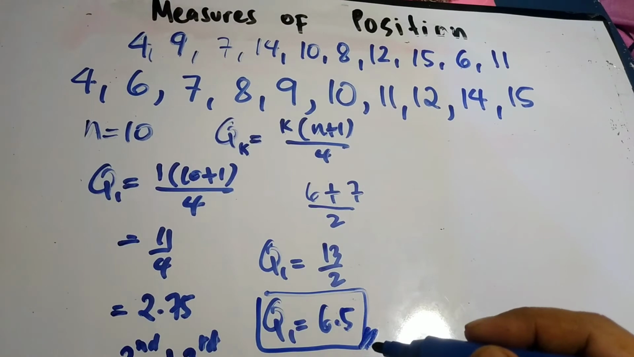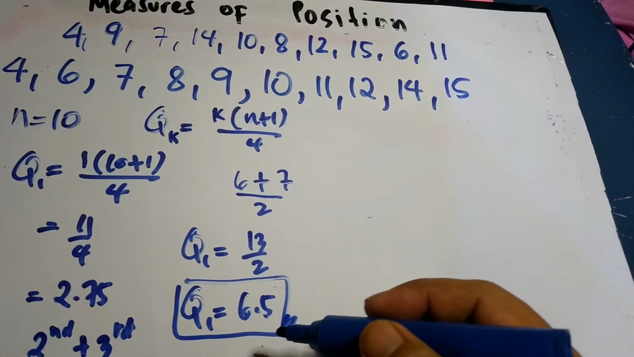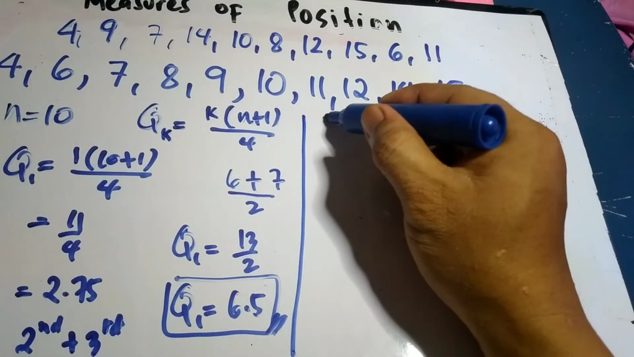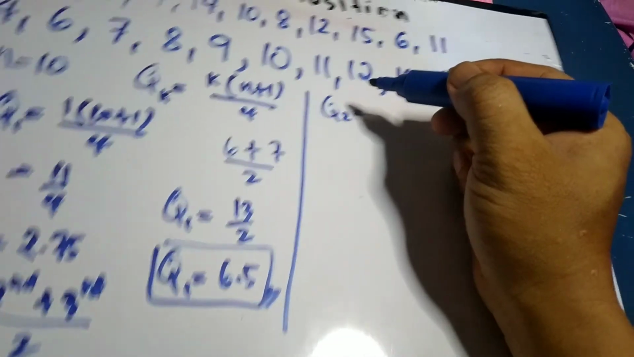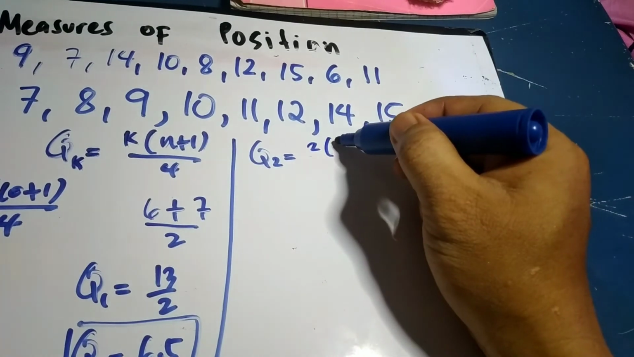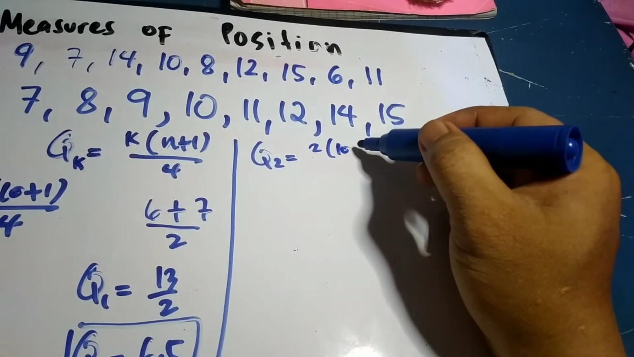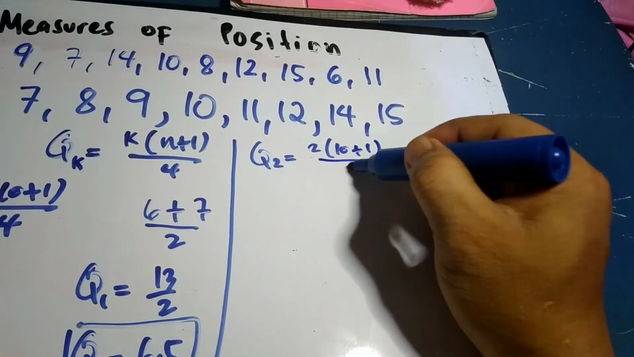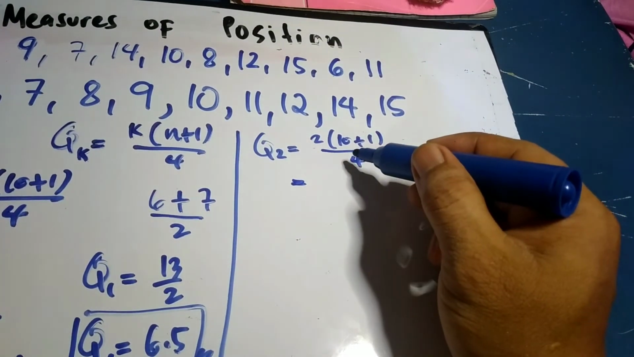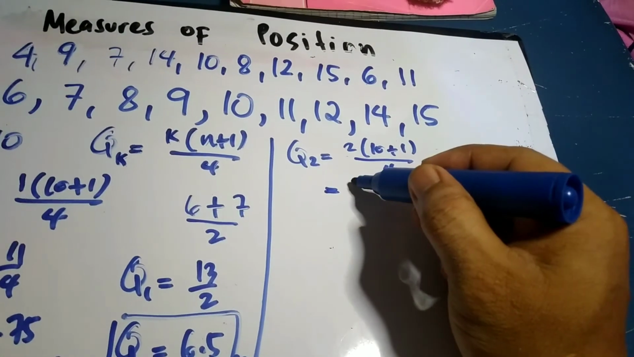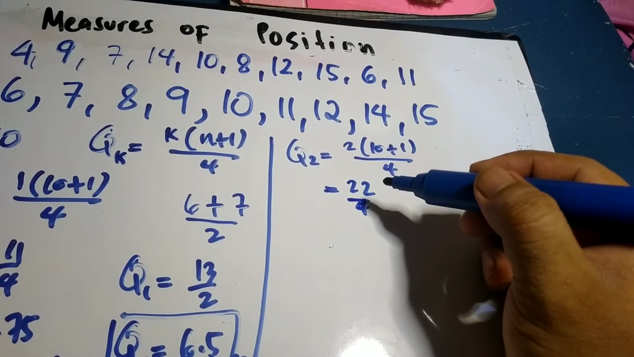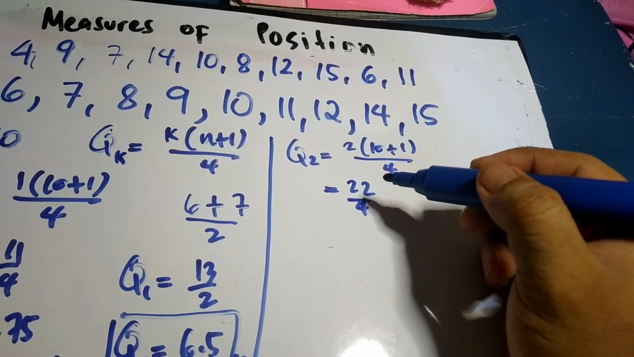Okay na. And then kung kukunin natin si Q2 naman, lagay natin dito. So we have Q2. Si Q2 is the median, so ito yung magiging gitna. So formula natin will be 2 times the quantity 10 plus 1 divided by 4. So we have 10, 11, so this is 22. So 22 divided by 4. Ito yung position po natin. So 22 divided by 4, so that is 5.5.